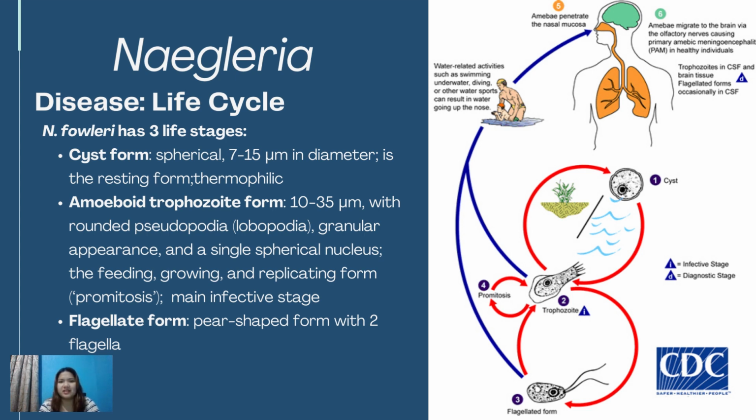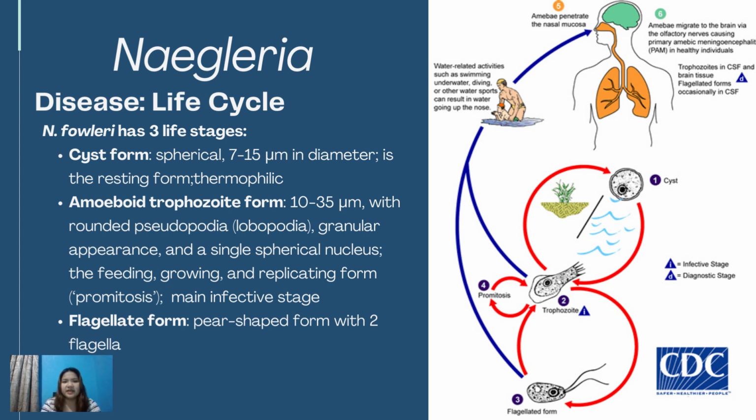They can temporarily change to a flagellate form when environmental factors are not conducive for growth. Lastly, its flagellate form, a pear-shaped form with two flagella. This can revert back to trophozoite form when environmental factors are conducive for growth.